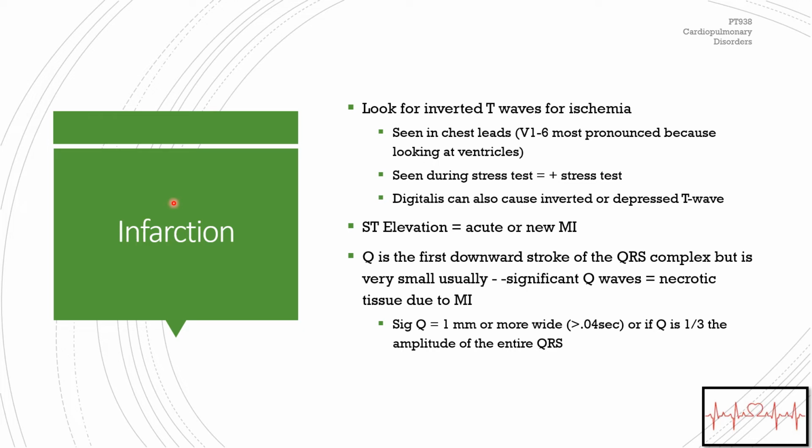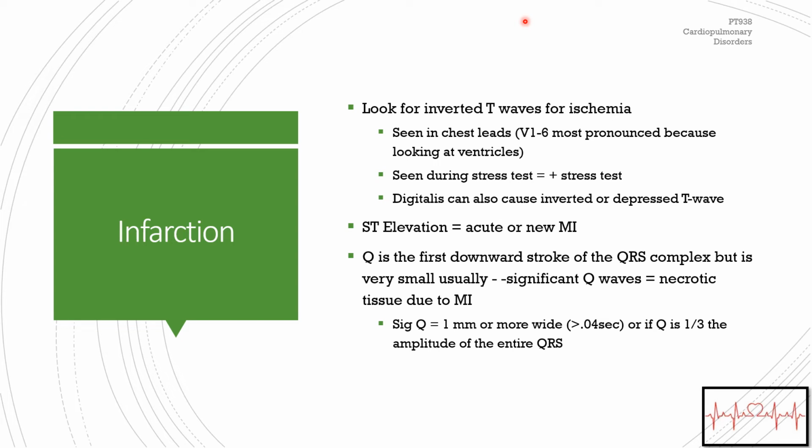I've spoken a few times about the ST segment and how it's used to determine ischemia versus infarction. So if T waves are inverted, this means there is ischemia. We can see this most readily in V1 to V6 as those are the ventricular specific, and that's often where we see ischemic or infarction is in the ventricles. These can often also be seen on a stress test.